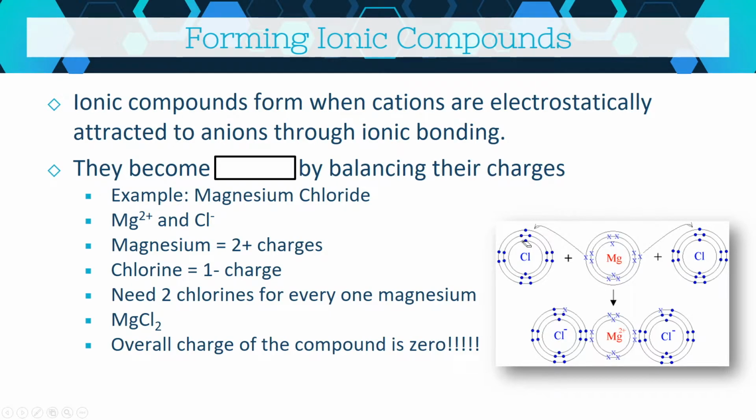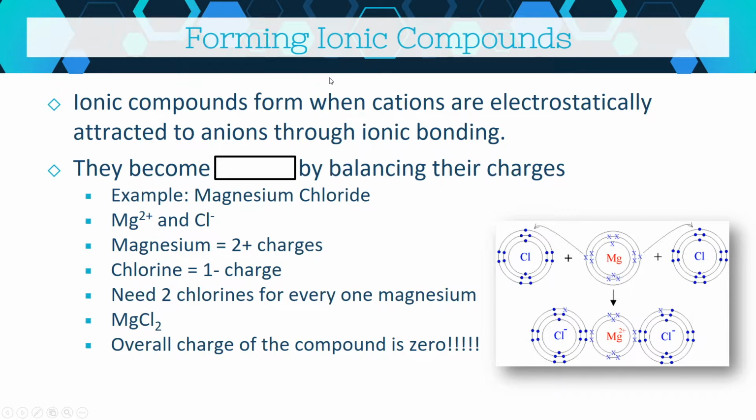Alrighty, let's get started talking about how we actually form ionic compounds. We've sort of touched on it briefly, but I want to get into it in more detail. Now, ionic compounds form when cations are electrostatically attracted to anions through ionic bonding. What this really means is that the positive charge on the cation is attracted to the negative charge on the anion. So those 2 opposite charges attract each other, they pull them together, and we end up with an ionic bond. And these ionic bonds can be really strong and really stable.